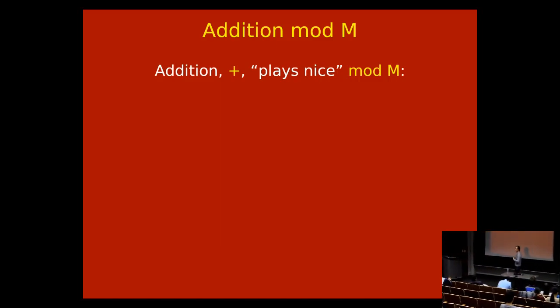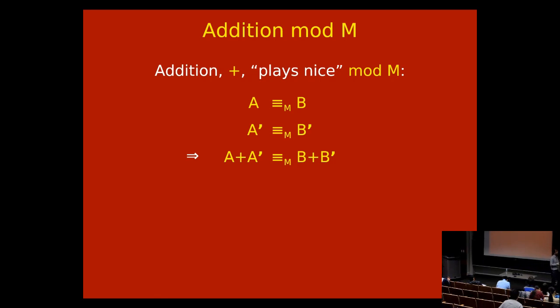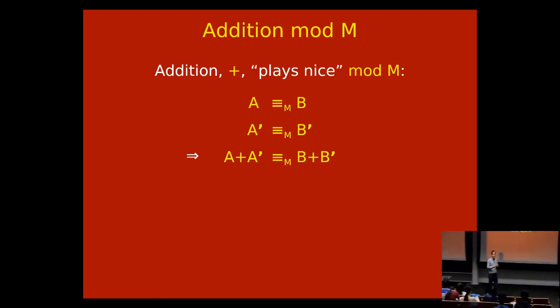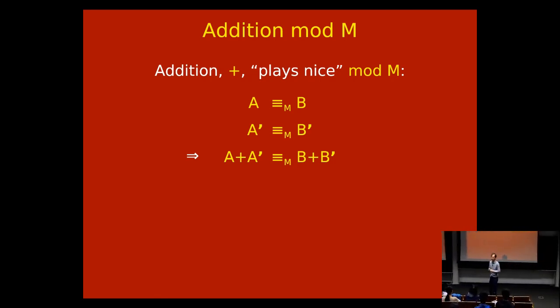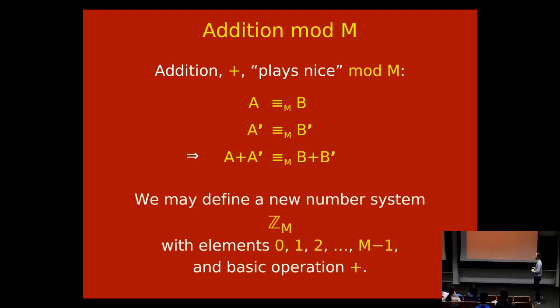OK, so let's review a little bit about doing addition mod m. Addition and modulo m work together in a very gentlemanly fashion. Like everything that you want to be true is true, and there's no worries. So in particular, you could say that addition mod m commutes. Like if you have a is equivalent to b mod m, and a prime is equivalent to b prime mod m, then a plus a prime is equivalent to b plus b prime. OK, so if you're working mod m, you can just do pluses as you always do, and everything works fine.